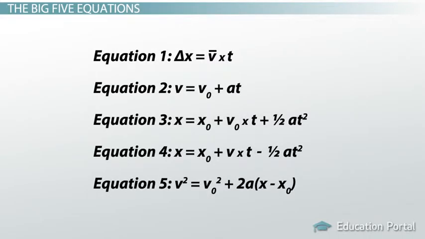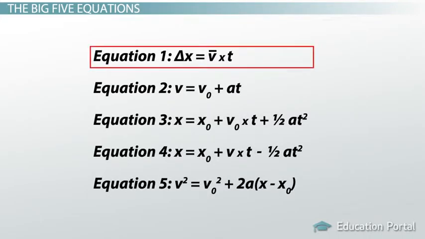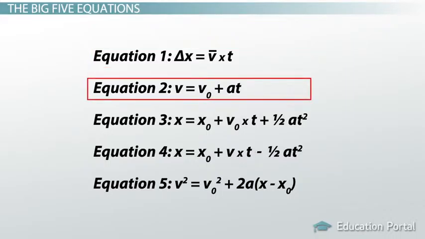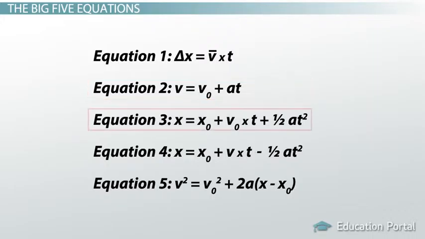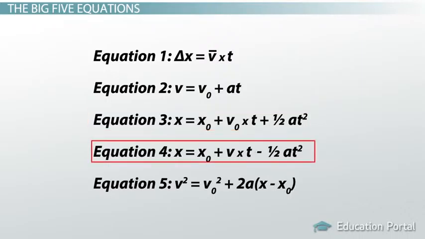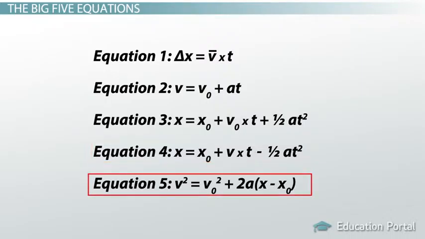These are the big 5 equations. Equation 1, delta x equals v bar times t. Equation 2, v equals v sub 0 plus a times t. Equation 3, x equals x sub 0 plus v sub 0 times t plus 1/2 times a times t squared. Equation 4, x equals x sub 0 plus v times t minus 1/2 times a times t squared. Equation 5, v squared equals v sub 0 squared plus 2 times a times (x minus x sub 0).